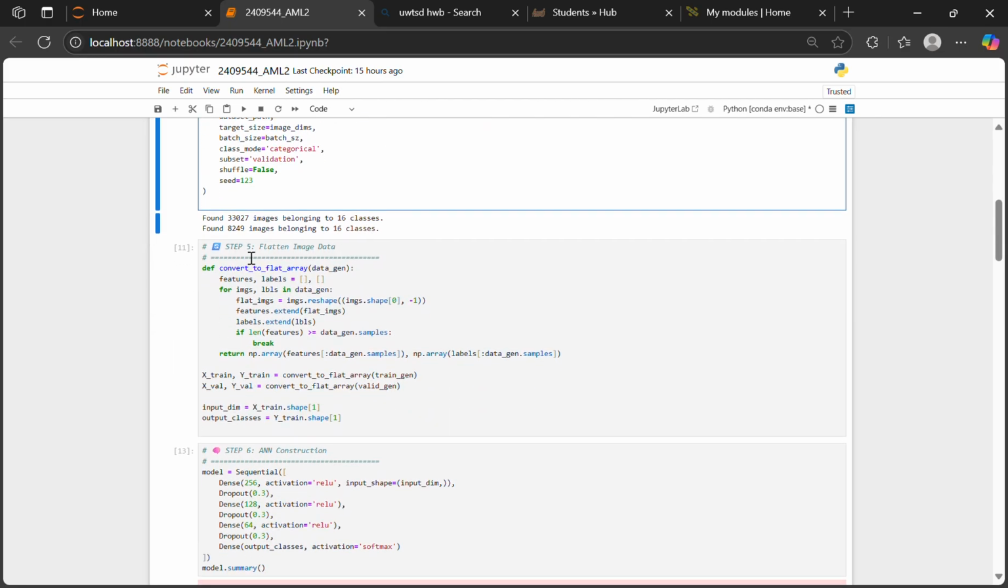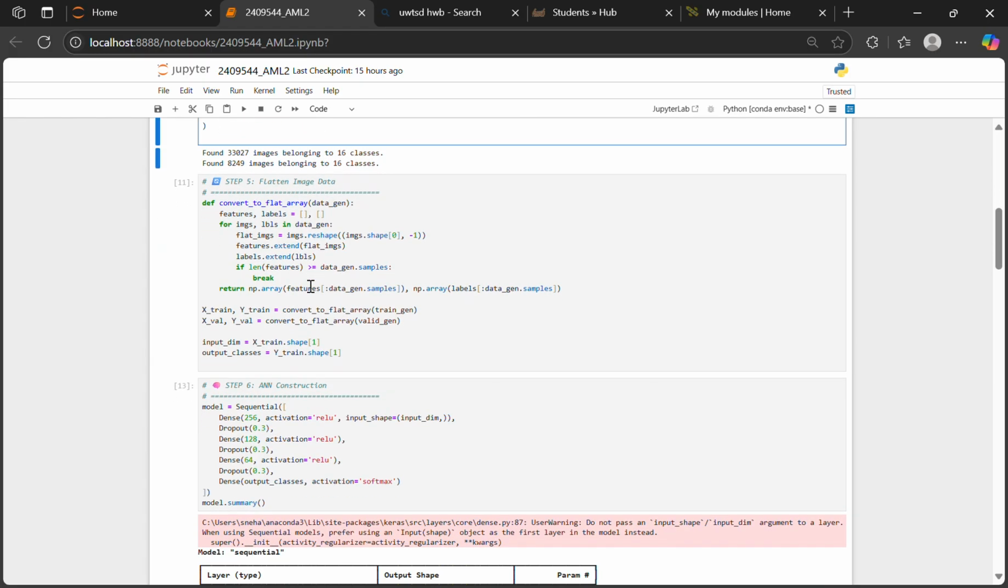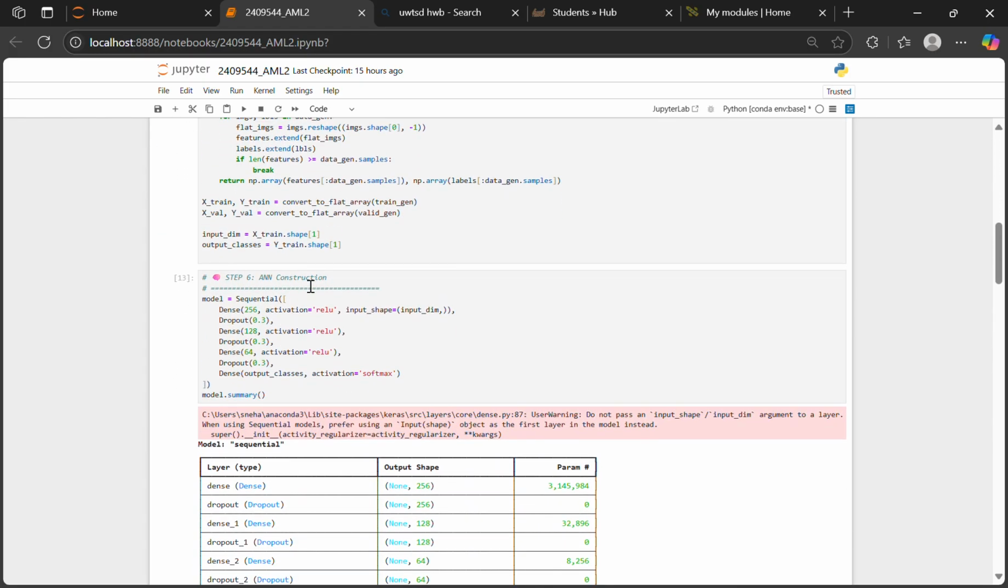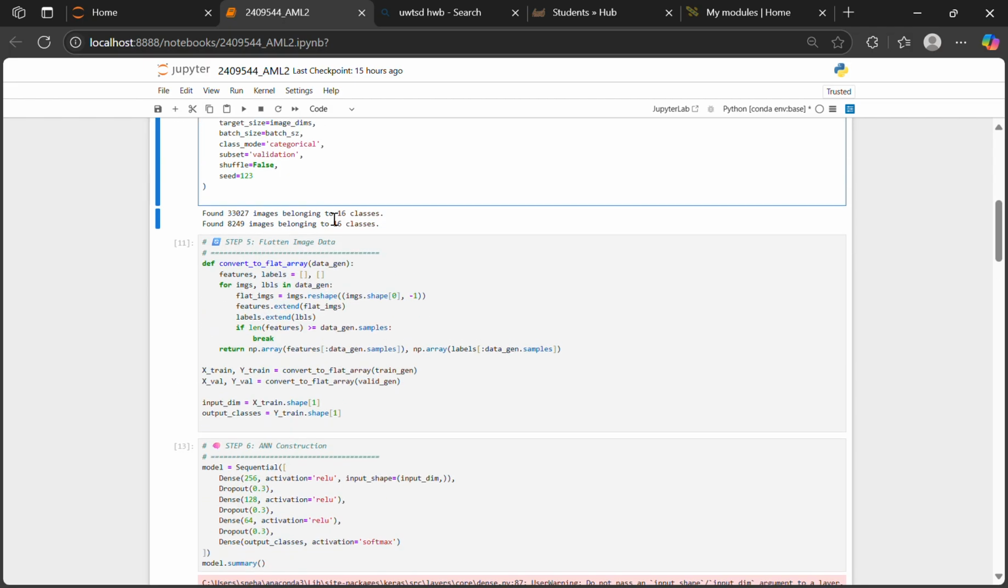Now we can see that the flattened image data is converted to a flat array. We can use the data generator features and labels, and we can see the model architecture.